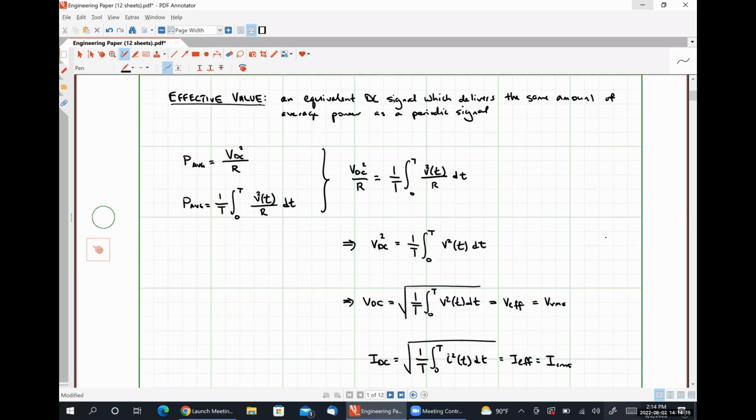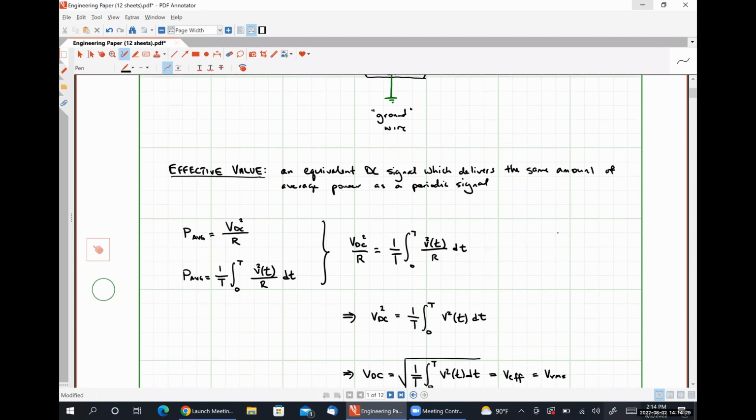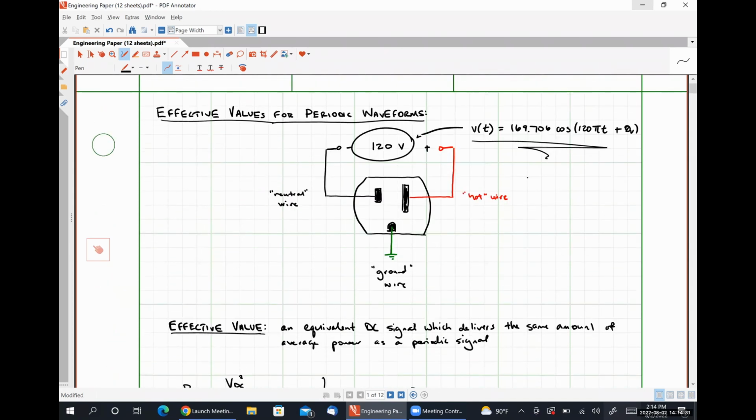Now, typically speaking, we should use the units of volts RMS or amps RMS to distinguish between true DC signals and the effective value for a periodic waveform. So up here, a better way to represent this would be to call this 120 volts RMS, to let all of the other engineers know that we are using an effective value for the periodic voltage that occurs between those 2 points in the receptacle.